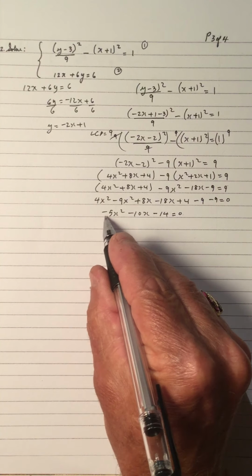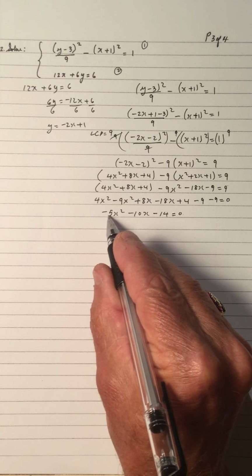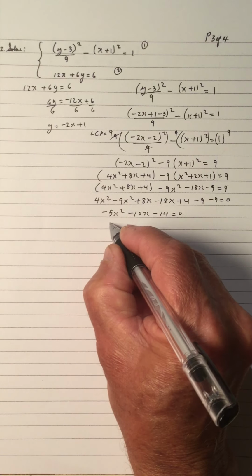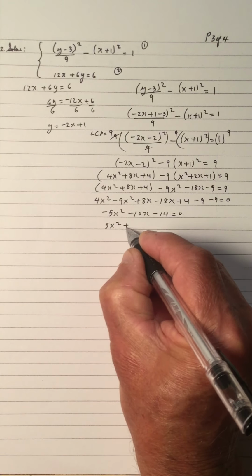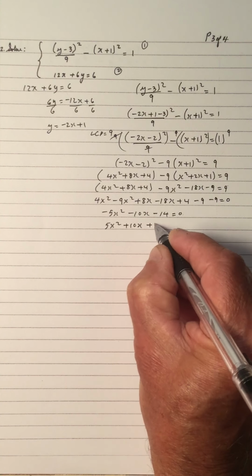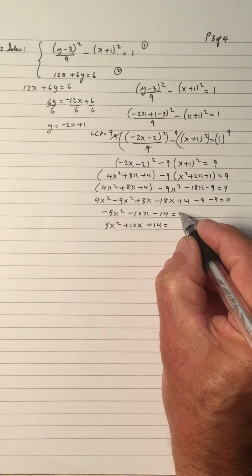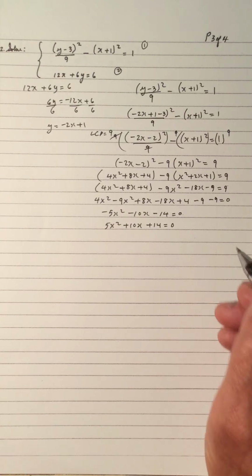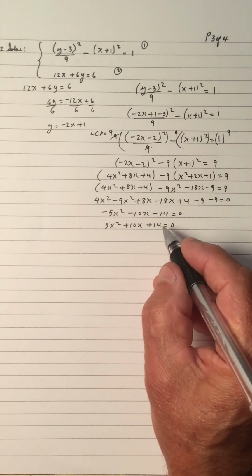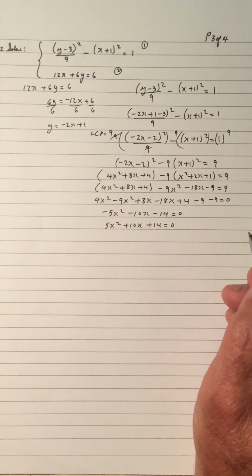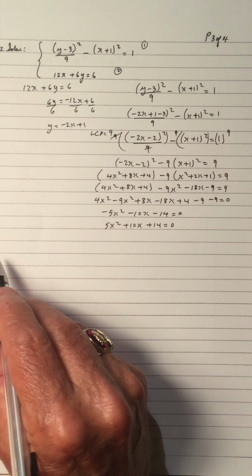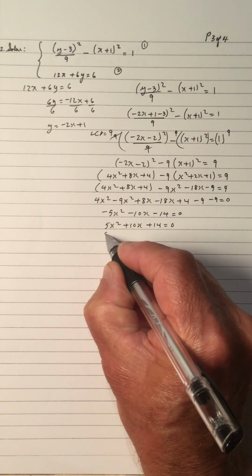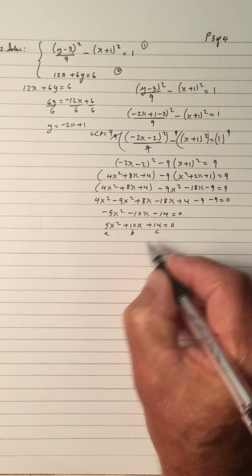And I have a negative A term, so the first term is negative, so I'll multiply through by negative 1. So I get 5x squared plus 10x plus 14. Negative 1 times 0 is 0, so I have a positive. Now, to solve this, we have a quadratic, so there are 2 possible answers. So let's notice that that's A, that's B, and that's C.